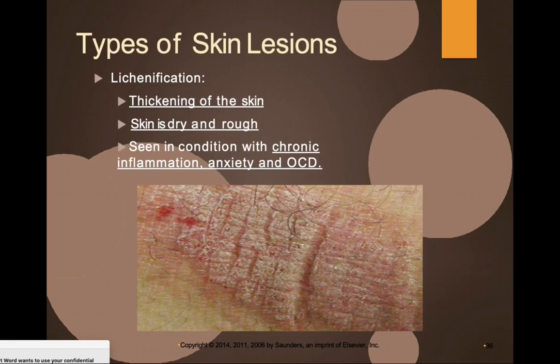Lichenification, this is thickening of the skin. The skin is dry, it's very rough. It's seen with a lot of chronic inflammatory issues. It could be seen with anxiety or obsessive compulsive disorder, where people are touching the same area of the skin over and over and over, irritating it. You can see lichenification with those issues as well.